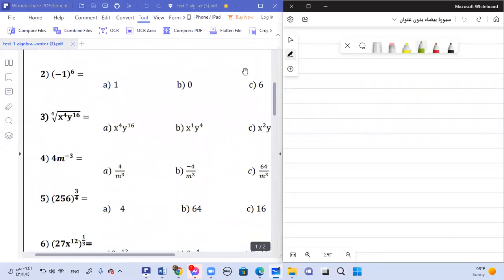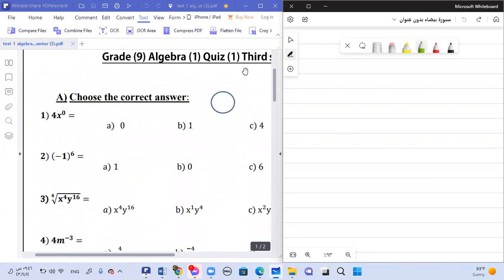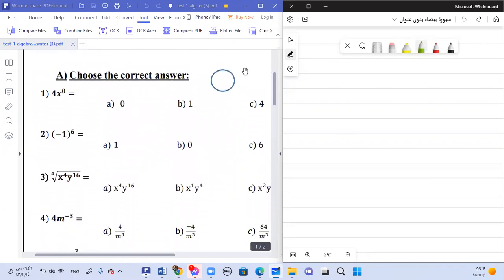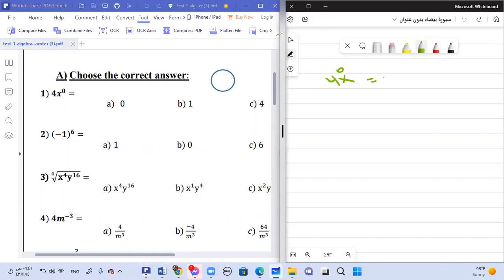Make a revision for quiz 1. The first important information is for x power of 0. Any number to the power of 0 equals 1. For 4x power of 0, it means 4 multiplied by 1, which equals 4.